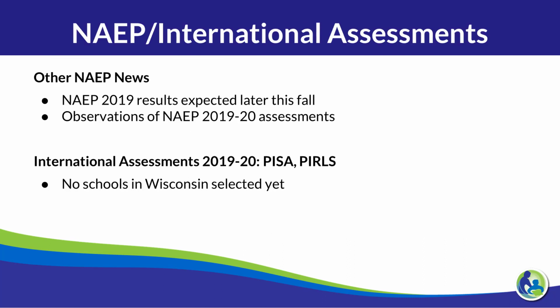A couple other NAEP items. We're expecting the NAEP 2019 results to be released later this fall, and we'll see our state results that we can compare to other states. We'll also see Milwaukee TUDA results, and there will be national results as well. This was the assessment that was conducted last school year. In the 2018-19 school year, there were grades 4 and 8 in reading and mathematics.